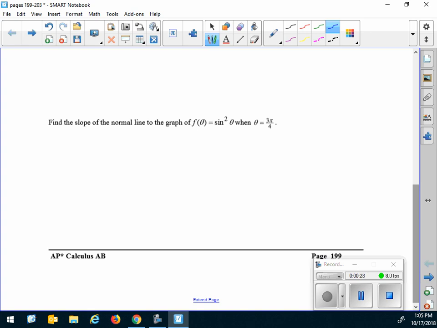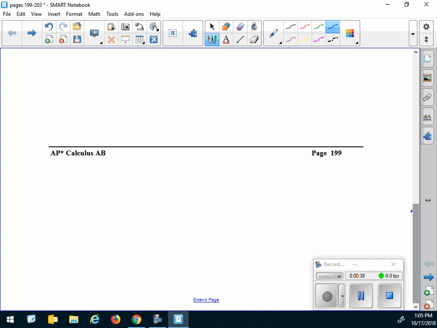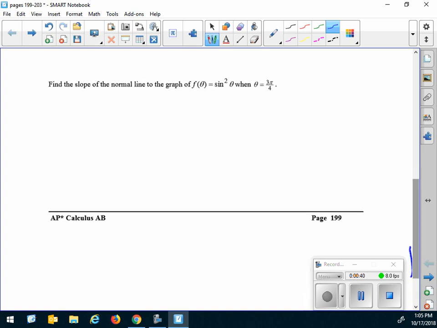Theta equals sine squared theta. If I want to find the slope of a normal, I have to first find the slope of the tangent. Now, I want you to be real careful when you're doing a trig function like this. First of all, you need to remember that sine squared theta really means sine of theta squared. So, we're going to do this derivative two ways.